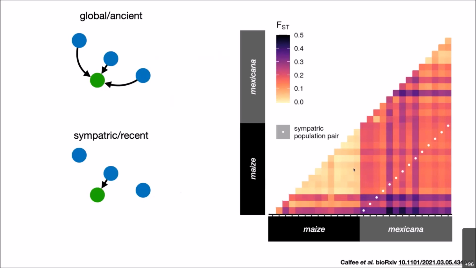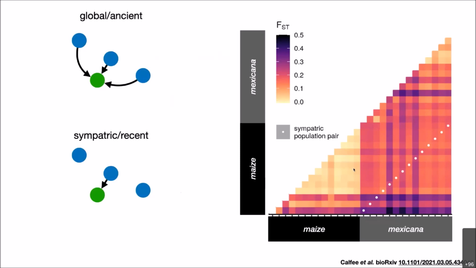Each row and column is a different population of either maize or teosinte. And we're only looking at FST in those regions of the genome that are homozygous for teosinte ancestry, either teosinte ancestry in a maize genome or teosinte ancestry in a teosinte genome. And first we see that the Mexicana ancestry in maize is actually more similar to other maize populations than it is to any Mexicana population, suggesting a common origin of the Mexicana ancestry in all this highland maize.